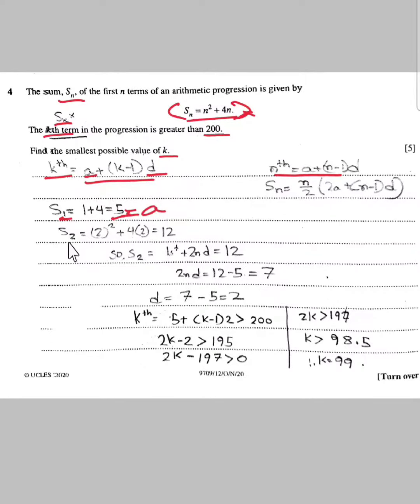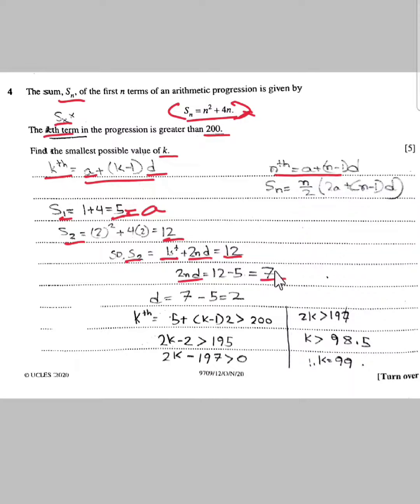Then when we put n equal to 2, that is the sum of the first two terms, we get a value that is 12. That means 12 is the sum of the first and the second term, since this is the sum of the first two terms. So the first term plus the second term is 12. So the second term would be total sum minus the first term, that is the second term is 7.